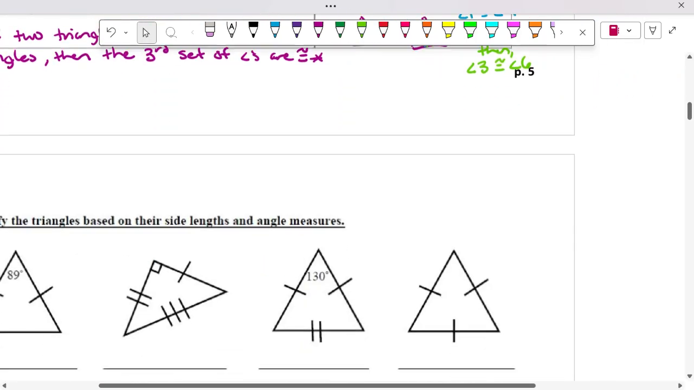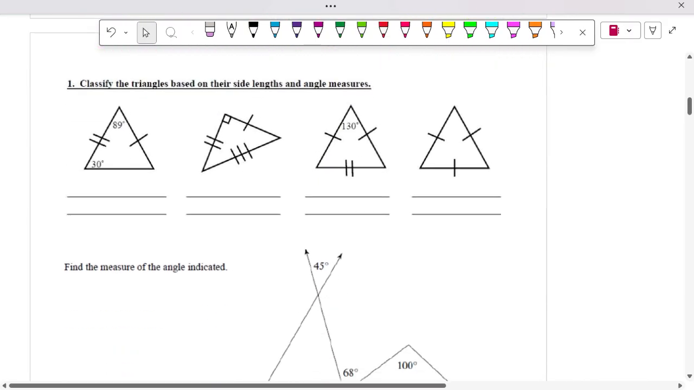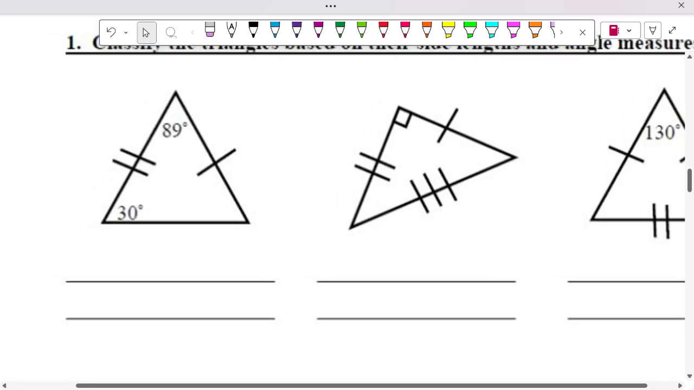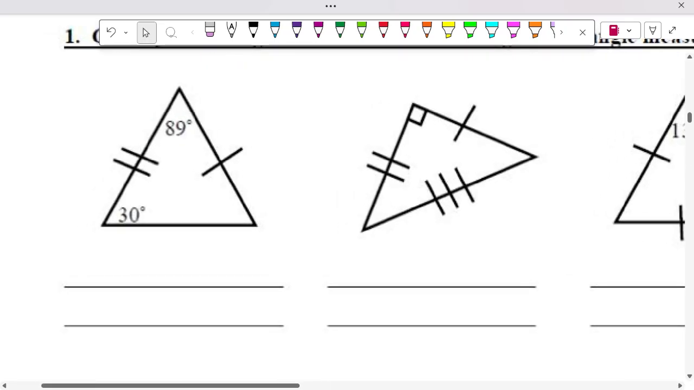All right, so knowing what we know now, let's see if we can classify us some triangles. So look at the first example. Just from looking at it, do we have enough information to classify this triangle?